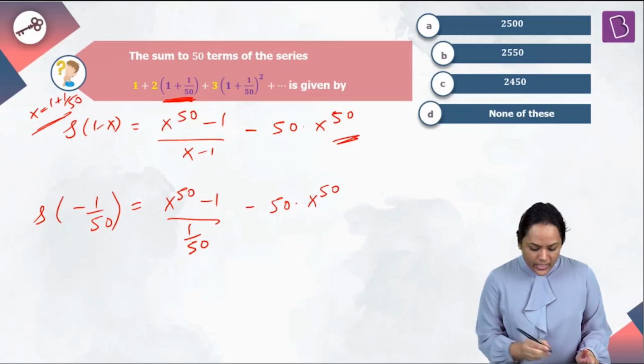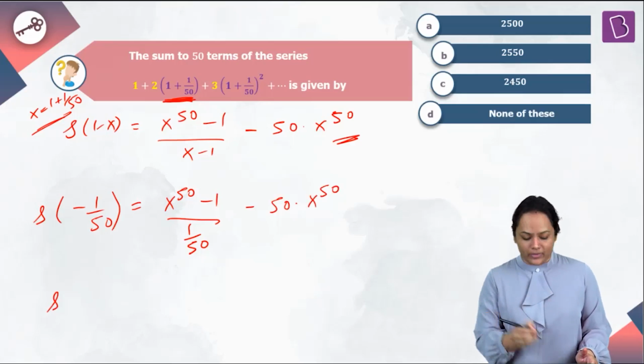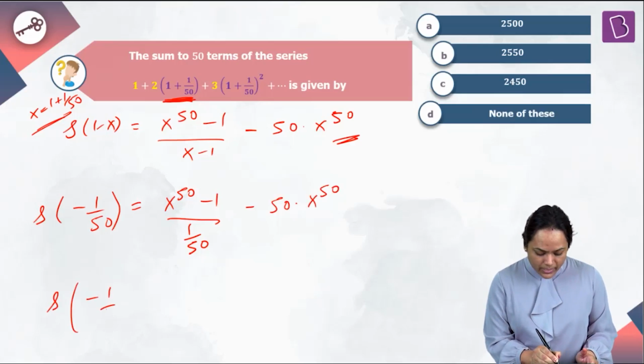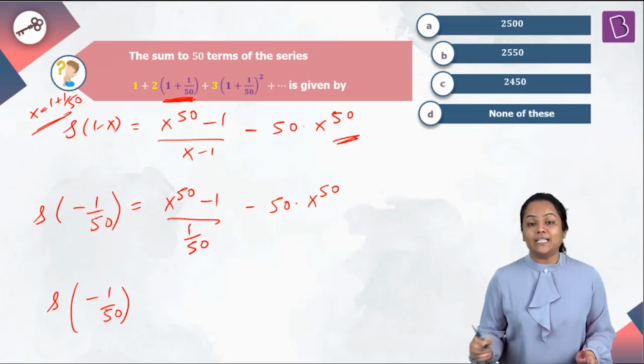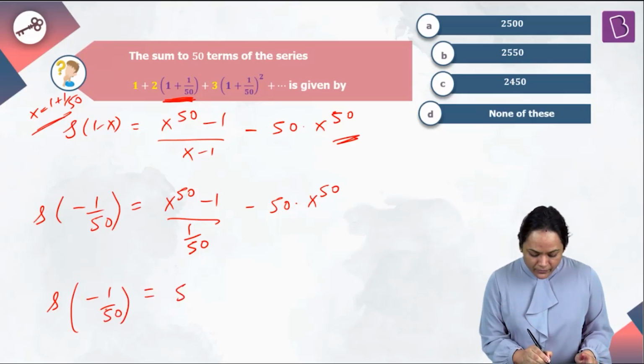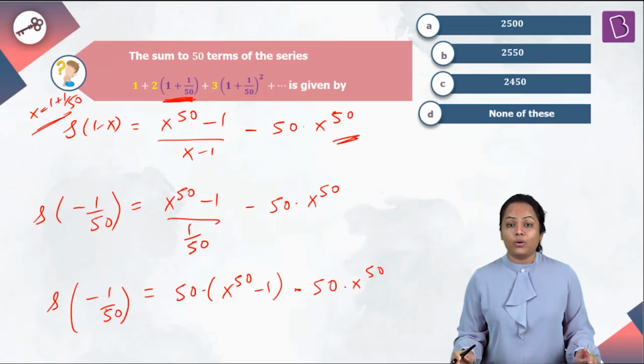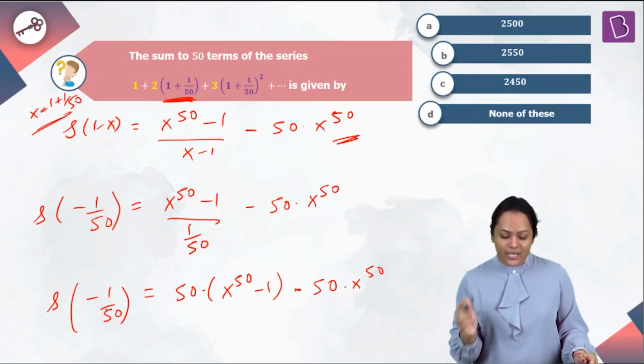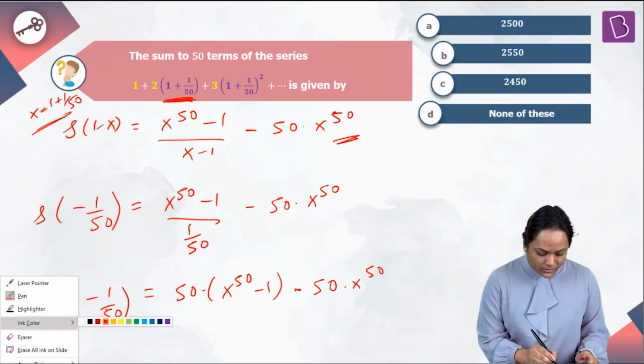Now what? Well, let's take LCM on the right hand side part. So this is minus 1 by 50 multiplied by S on left hand side is equal to 50 multiplied by x raised to 50 minus 1 minus 50 multiplied by x raised to 50. Wow. Can you see what we have got? Well, the terms are cancelling out here.